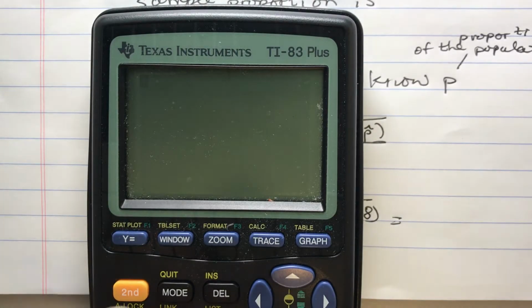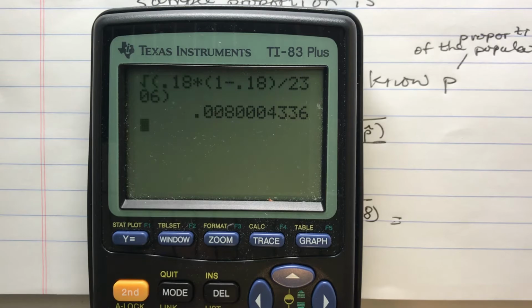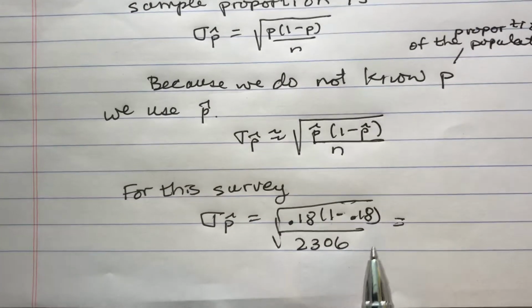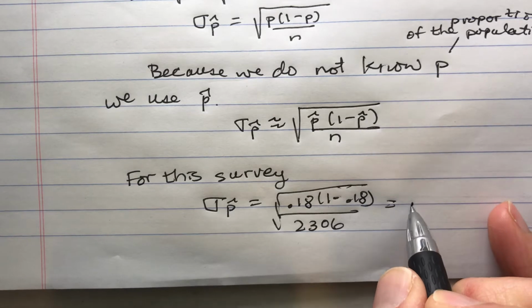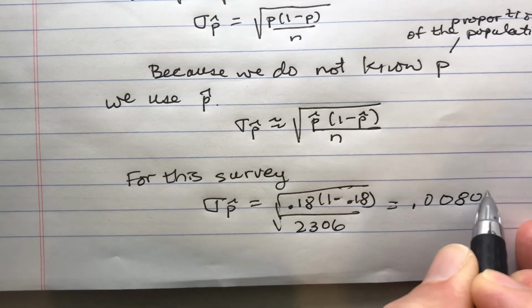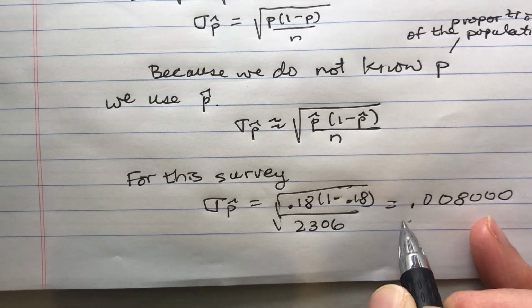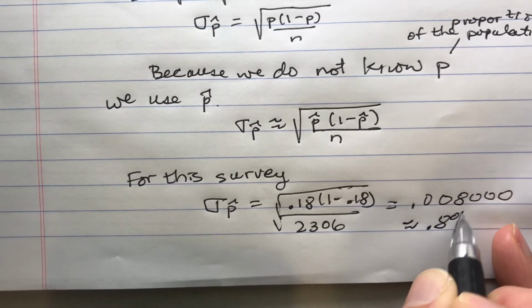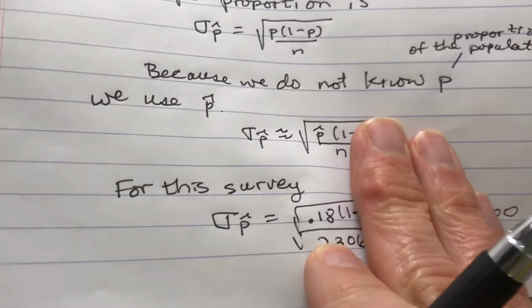So I have square root, 0.18 times 1 minus 0.18. I close that up, and then I'm going to divide by that sort of large number, 2306, and then I'm going to close that. Okay, I got something. That's really quite small. So that is about 0.8%. Okay, so that's the standard deviation of our sample proportion.